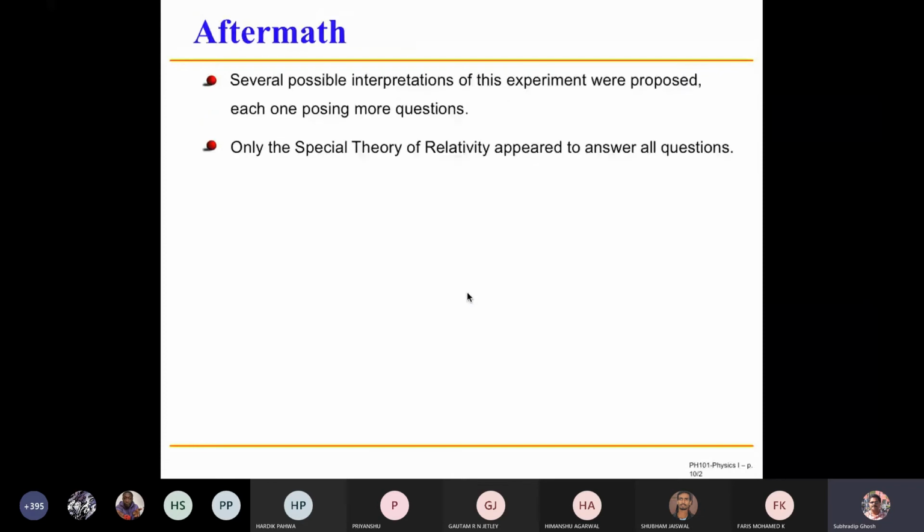Then, of course, people did not give up easily. They tried to present several possible interpretations of the experiment, and none of them came anywhere close to being foolproof. Each one gave rise to more questions. So if you are interested, you can read up on this history. And then finally, the special theory of relativity appeared to answer all questions. How? This is what I'm going to talk about now.